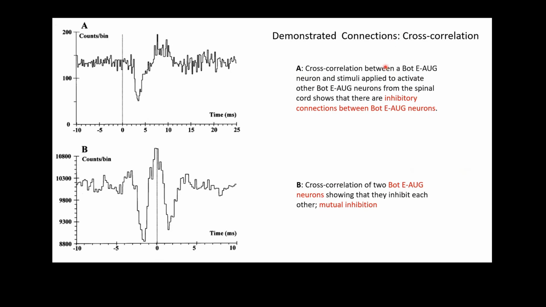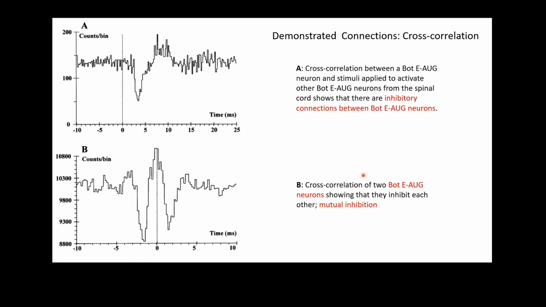We can demonstrate this with cross-correlation. Here we have a cross-correlation between a Bötzinger E aug neuron and a stimulus that activates another Bötzinger E aug neuron. And we can stimulate that other Bötzinger E aug neuron by stimulating its axon in the spinal cord. And we know that that is the axon by various other tests, which are even more complicated to explain. So there's an inhibition here in the cross-correlogram. So we know that there are actual inhibitory connections between Bötzinger complex E augmenting neurons. That's why these are so important.